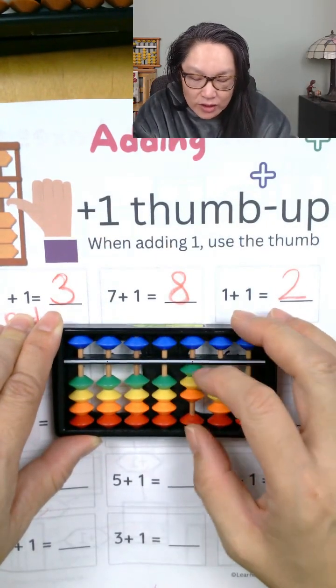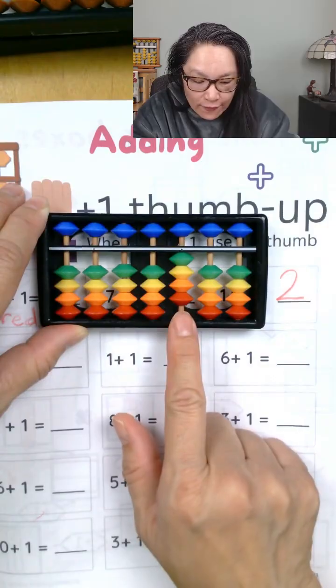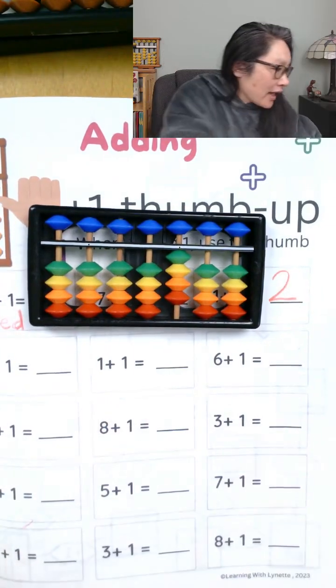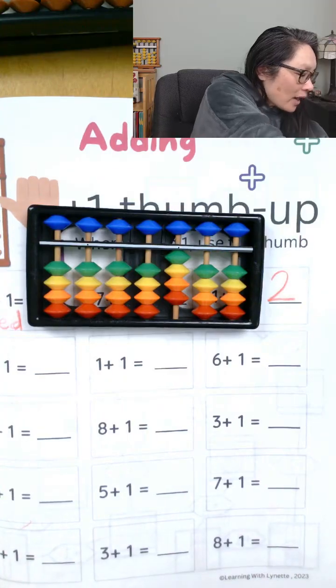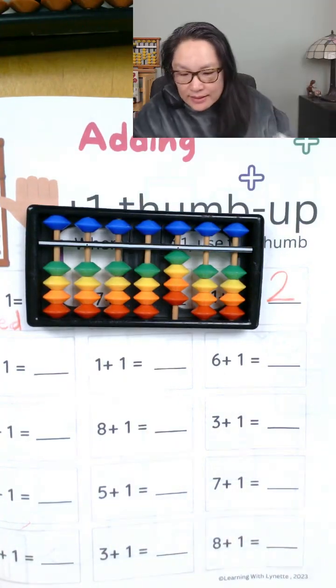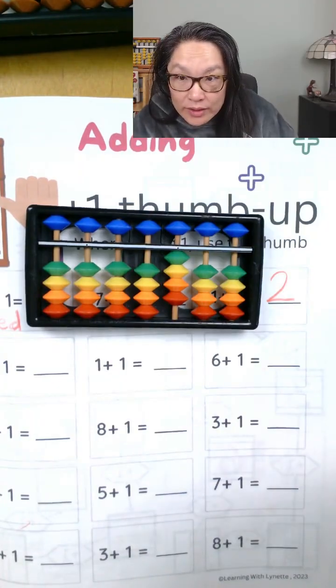So then the final question was 4 plus 4. I have 4, and I want to add another 4. When I add another 4, that's where it's a problem. Why is it a problem? Because now I have no more beads. Because I have no more beads, what do we do?